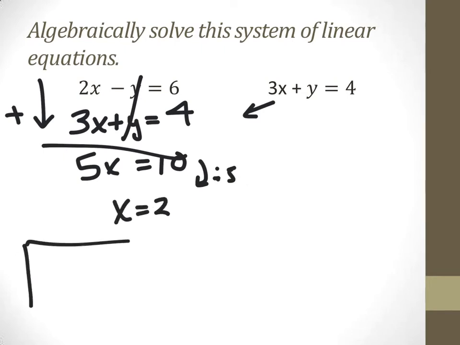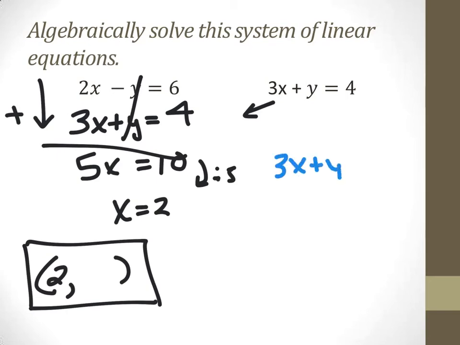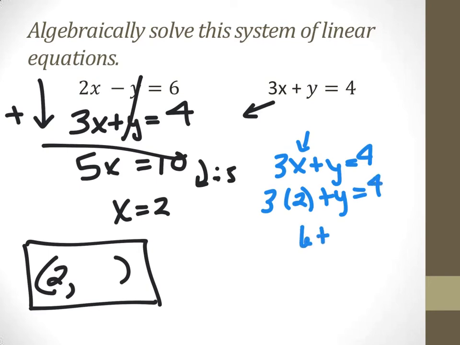So far, for our solution or intersection point, and it's a point, so we need parentheses, we found that x is 2. Now let's go ahead and find the y value. We can substitute it into either equation. Let's use this right-hand one. 3x plus y equals 4. Let's substitute in for x and put a 2 there. 3 times 2 plus y equals 4, that's 6. Subtract the 6 from both sides. 4 minus 6 is negative 2.